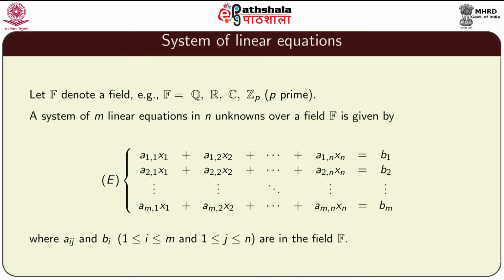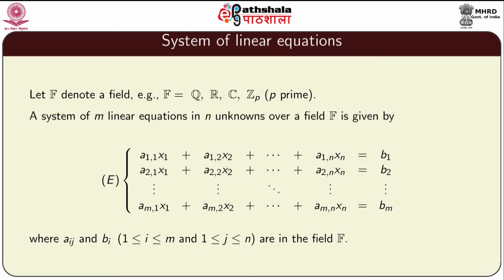Let us start with a field F. Right now we are not really trying to define an abstract field, which will come later on. For the time being, you can think the field F denotes either the set of rationals or reals or complex numbers, or Z mod p, where p is a prime number, which is of course a finite field, and the other three examples that you see are infinite fields.